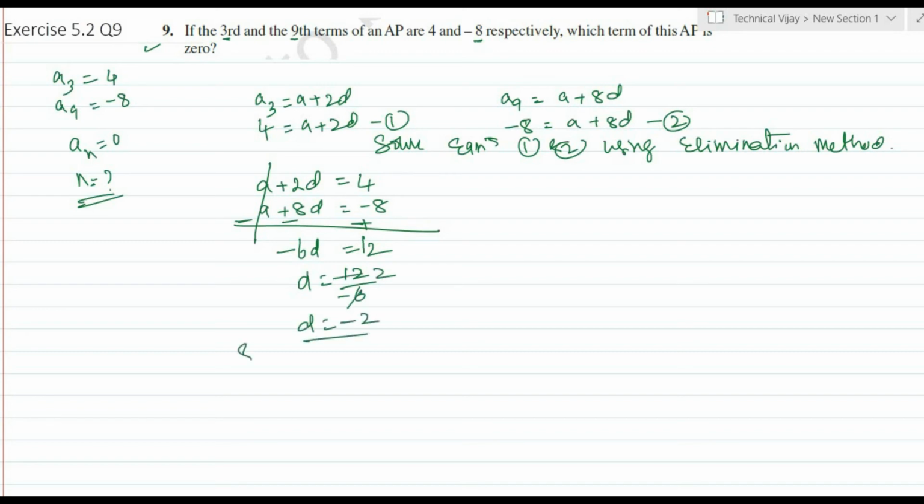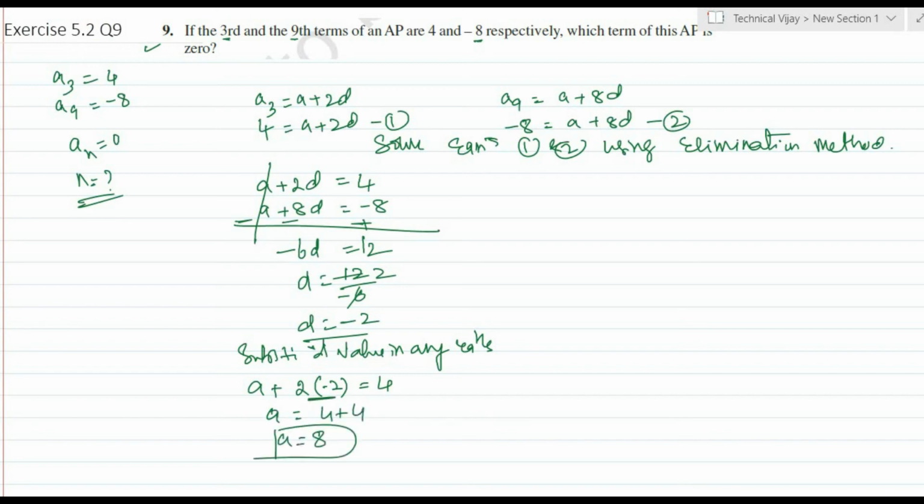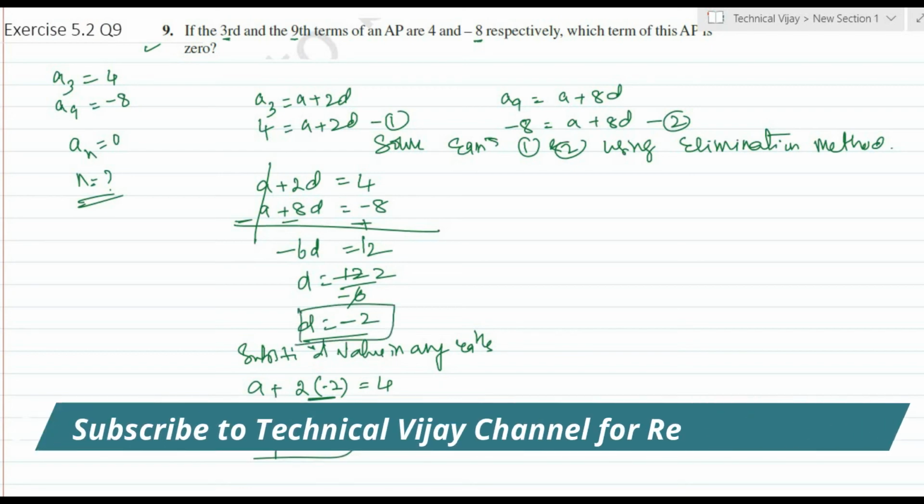So substitute the D value in any equation. A plus 2 into minus 2 is equal to 4. So A minus 4 is equal to 4, so A is equal to 4 plus 4. So A is equal to 8. This is A equal to 8, D equal to minus 2.